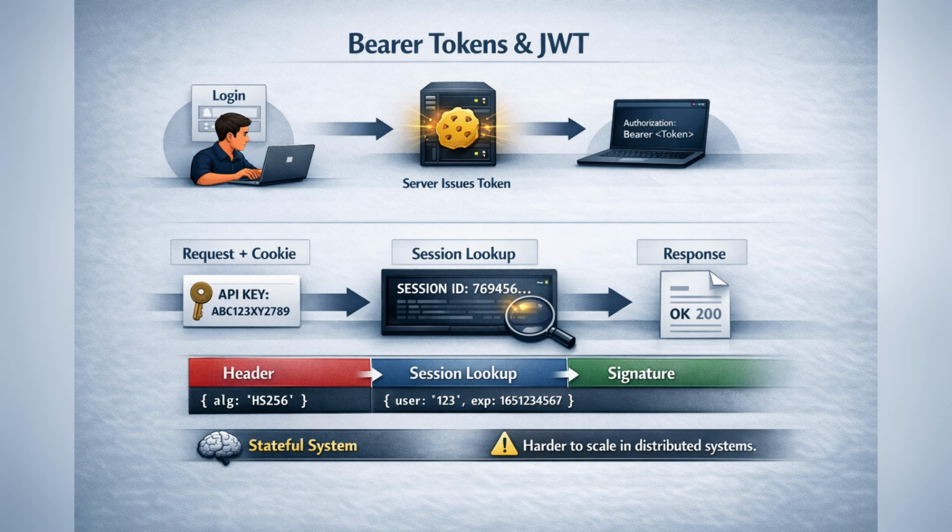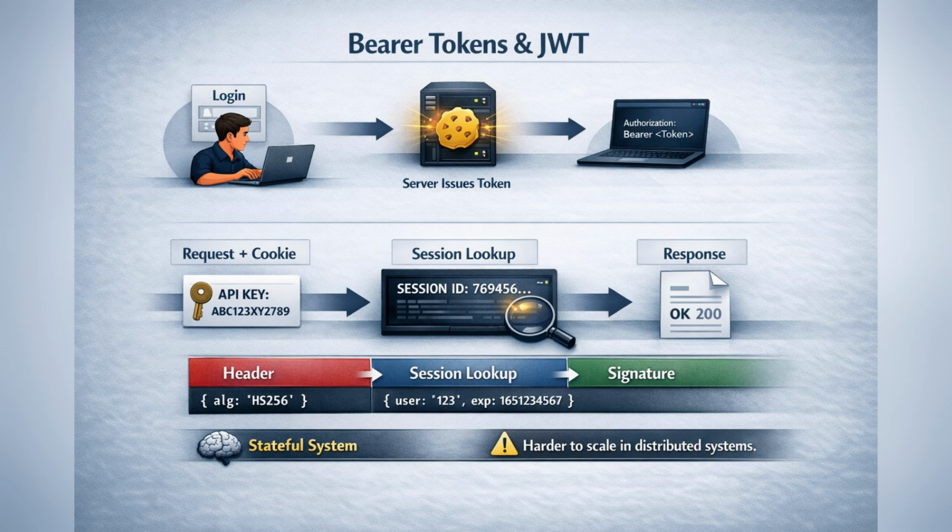Here, the user logs in once and receives a token. This token is then sent with every request. The term bearer token simply means that whoever holds the token is granted access, so protecting it is critical. The most common type is a JSON Web Token, or JWT. A JWT contains structured data like the user's identity, expiration time, and permissions, and it's digitally signed to prevent tampering.